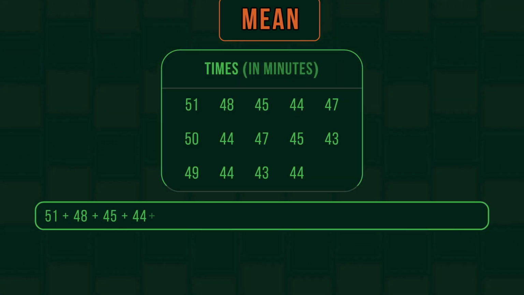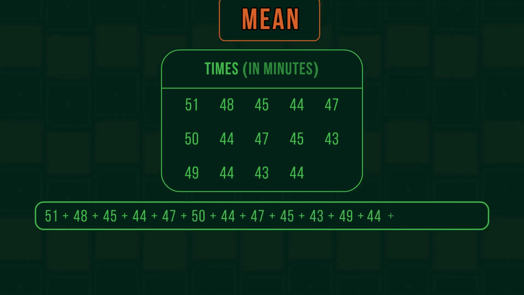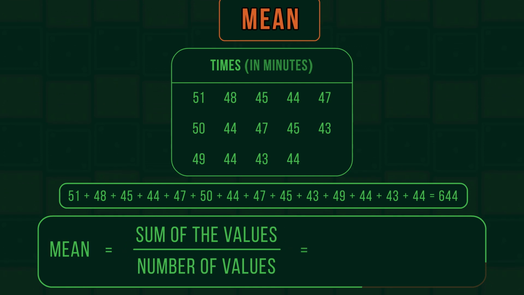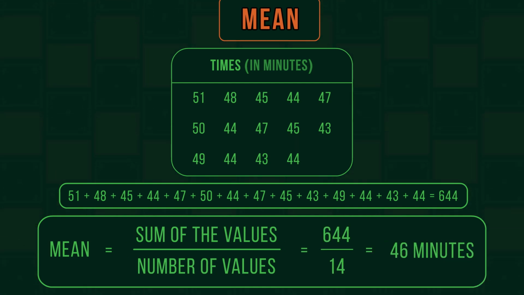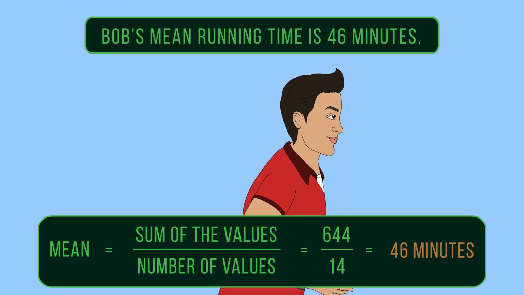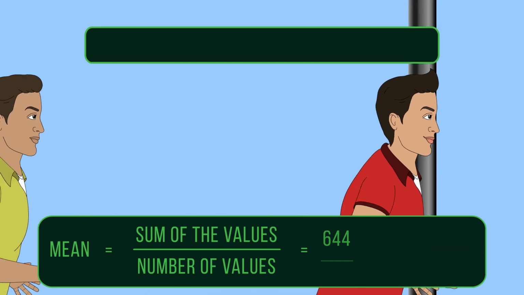So to work out Bob's mean time, we add up all of his times to get 644, and now we divide by the number of values in the dataset. So divide by 14 values. Bob's mean running time is 46 minutes.